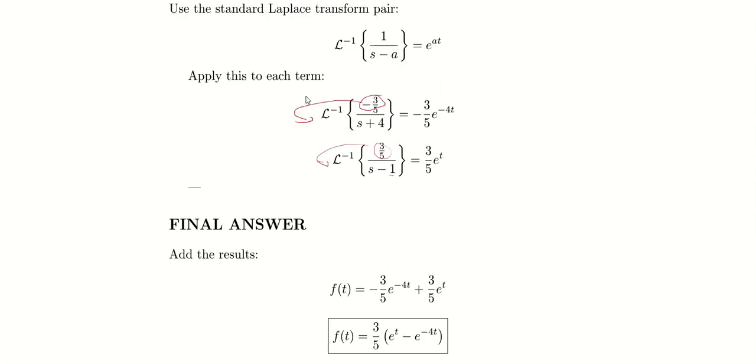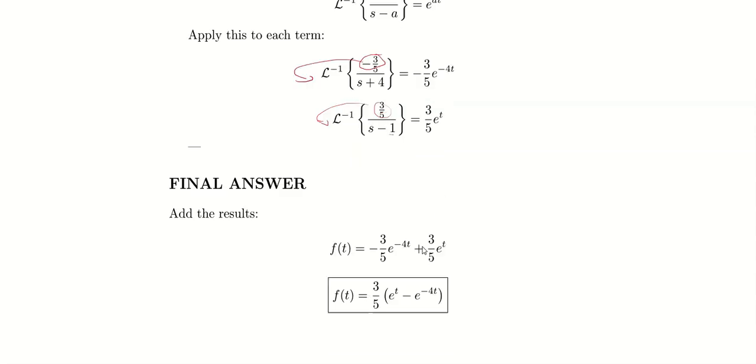So putting it together, we just add these two. We have negative 3/5 e to the negative 4t plus 3/5 e to the t. And if you want, you can factor out a factor of 3/5, and then you get e to the t minus e to the negative 4t. And that's our final answer.